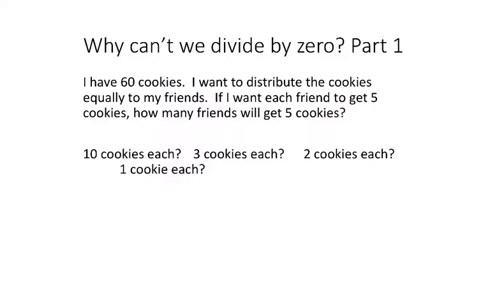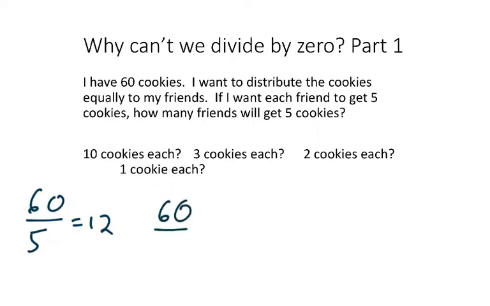So, why can't we actually divide by 0? We need to think back to what division actually means. So again, we're going to do cookies. Let's say I've got 60 cookies, and I want to distribute my 60 cookies equally to my friends. And I want each friend to get 5 cookies. How many friends would get 5 cookies? Well, I'm going to take my 60 and divide it by 5, and that's going to equal 12. Now, what if I've got the same scenario, but I want each friend to get 10 cookies? Well, that would be 60.